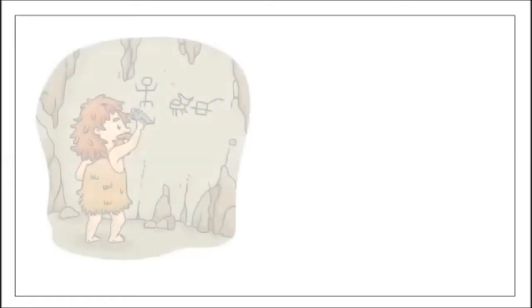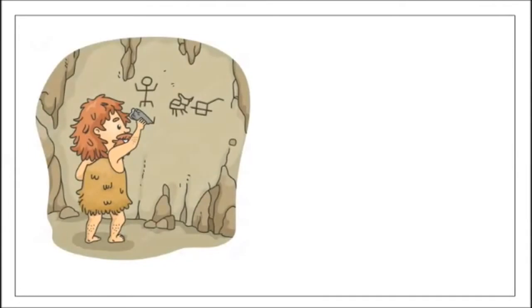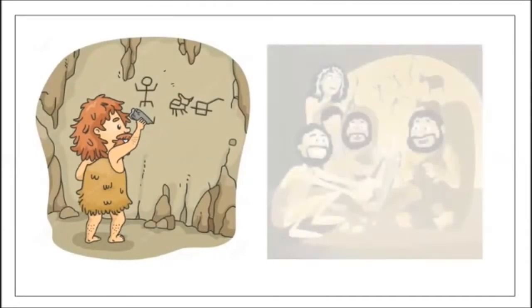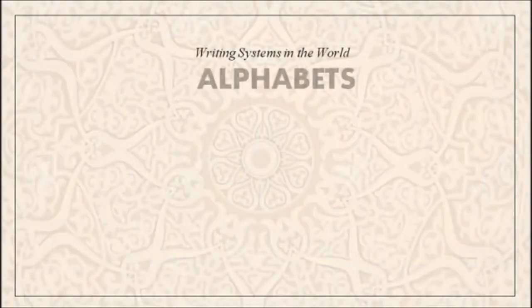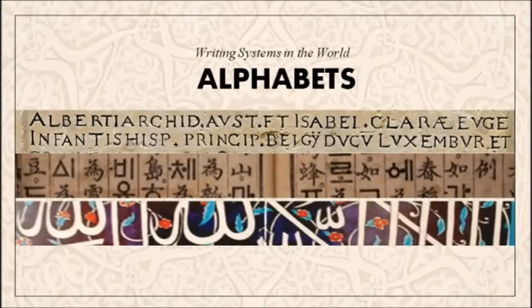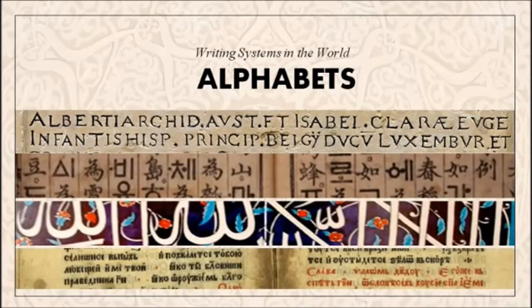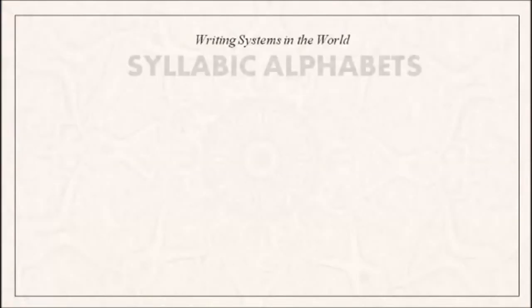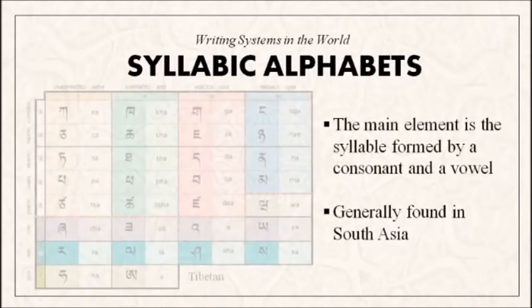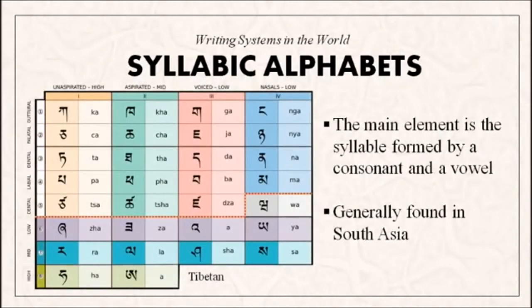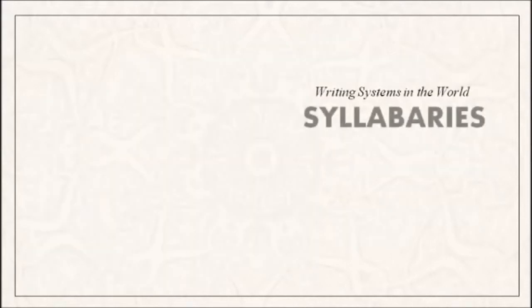With time, humans realized that there are many concepts that cannot be accurately expressed through logograms, ideograms, or pictograms. Said realization led to the development of systems containing a finite set of characters which represent one or more phonemes in the language they are used. Among these systems, we find syllabic alphabets, in which the main element is the syllable formed by a consonant and a vowel. This type of writing system is generally found in South Asia. Examples of it are Bengali, Burmese, and Tibetan.